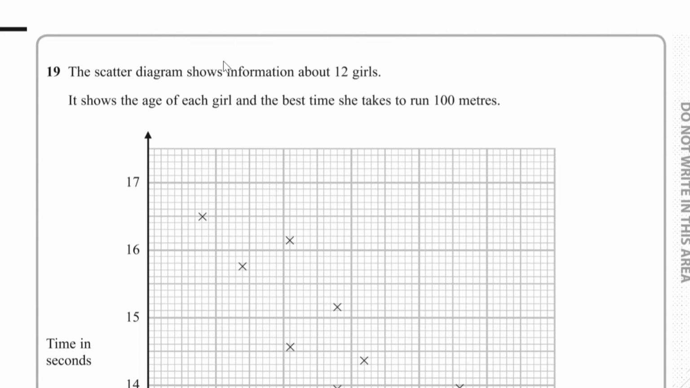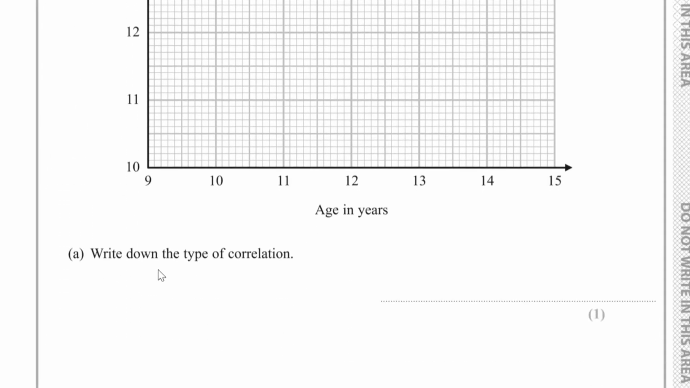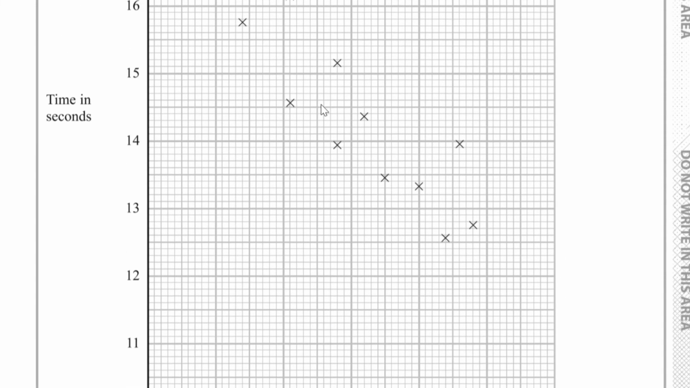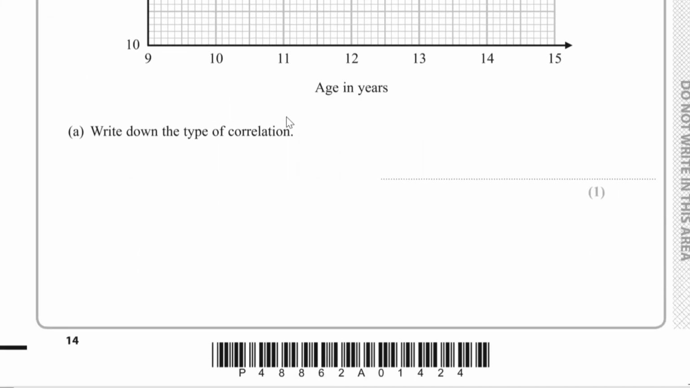Question number 19. The scatter diagram shows information about 12 girls. It shows the age of each girl and the best time she takes to run 100 meters. So we've got the time in seconds and the age in years. For part A, we have to write down the type of correlation. Well, what we can see is as the age increases, the time decreases, and therefore we have a negative correlation.